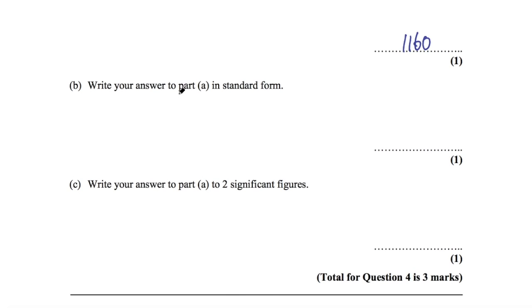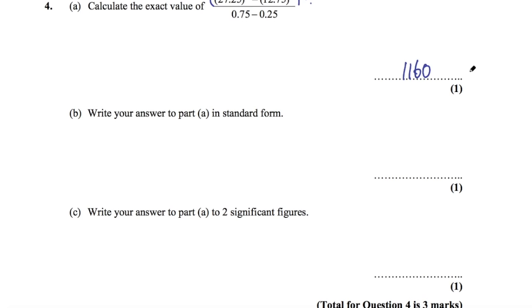Okay, so part B says write your answer to A in standard form. Okay, so in standard form we need the first number to be between 1 and 10. So that'll be 1.16, and I can ignore that 0. And so what I've done there is divided by 1,000, so I need to multiply this number by 1,000. And remember, 1,000 as a power of 10, that would be 10 to the power of 3. So this can be written as 1.16 times 10 to the power of 3 in standard form.